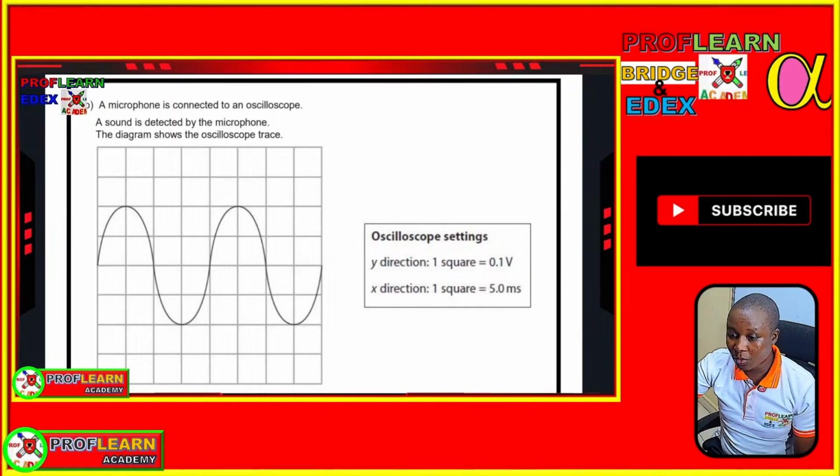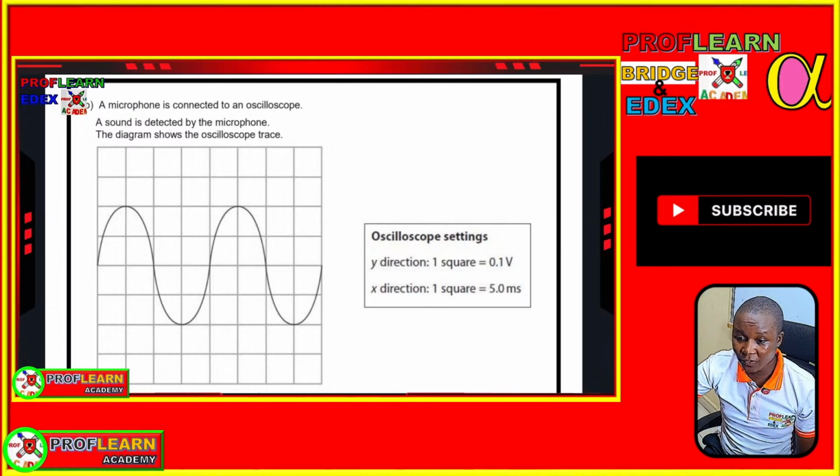Another possible question you can see in your exam is one where you are given an oscilloscope diagram like this. We are told the microphone is connected to an oscilloscope and sound is detected by the microphone. The diagram shows the oscilloscope trace. In the y direction, 1 square is equal to 0.1 volts, that is the amplitude, and in the x direction we have the time base, which is 5.0 milliseconds. Milliseconds is the same as 10 raised to power -3.